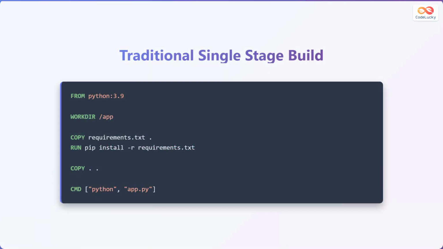Let's take a look at a traditional single-stage Dockerfile. The Dockerfile starts from a base image, for example, Python 3.9. Then it sets the working directory, copies the requirements file, installs the dependencies using the pip install command, then copies the application code, and finally defines the command to run the application.